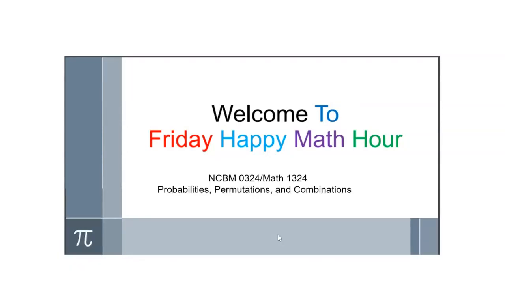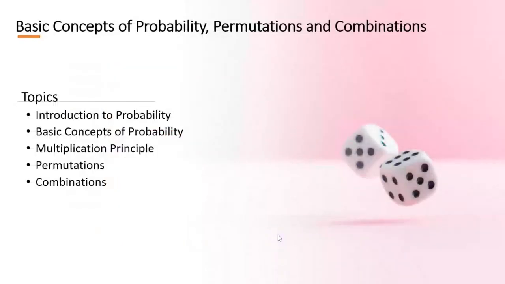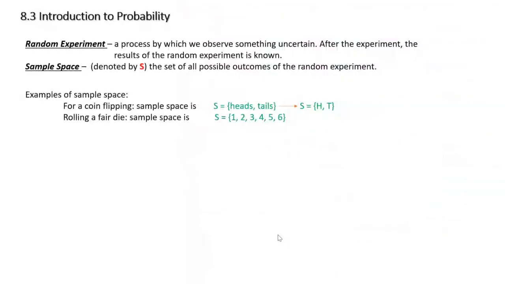Today's topics are going to be probabilities, permutations, and combinations. I believe last week I did the introduction to probabilities, but I'm going to go over it briefly again. Today's main concepts will be basic concepts of probabilities, multiplication principles, permutations, and combinations. This is what I covered last week. It's important for me to recap on this because this leads to section 8.4.